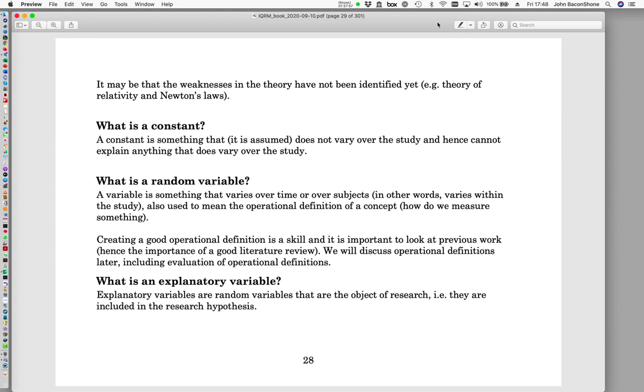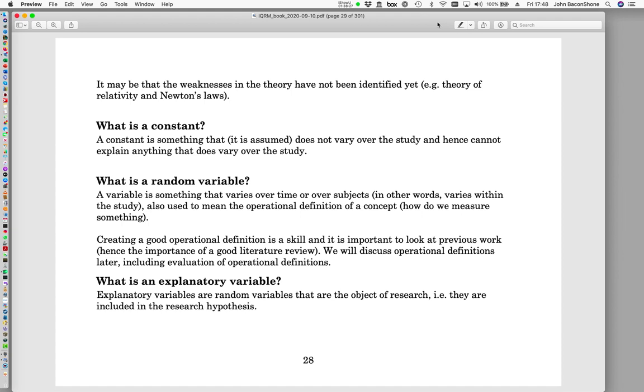So creating a good operational definition is a skill, and it's important to have done your literature review to see how people measured this thing. And we're going to talk about operational definitions in a later chapter, including how we know whether we have a good operational definition. So for here, we're more interested in the issue that random variables vary over time or over the subjects in our study.